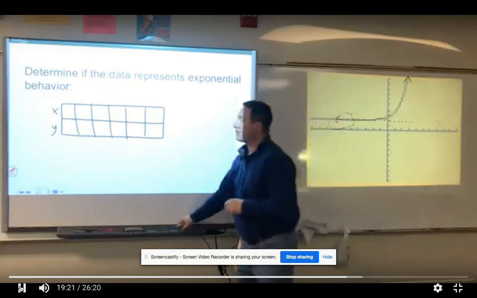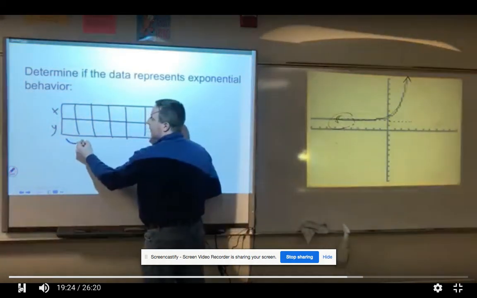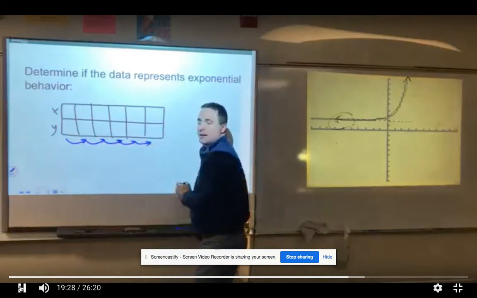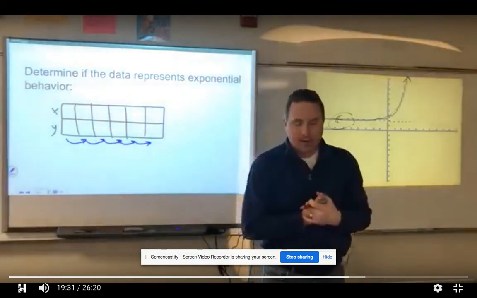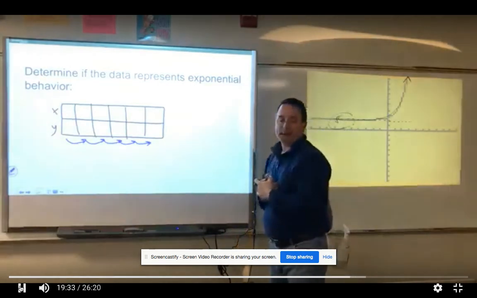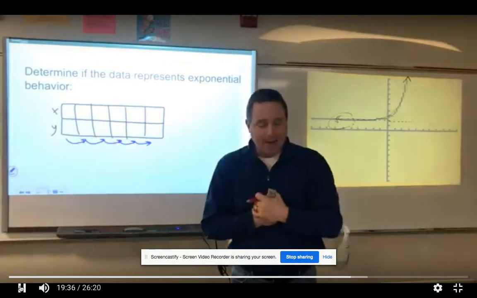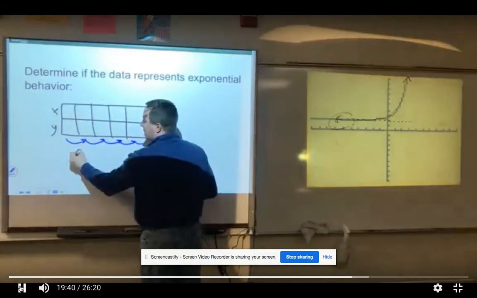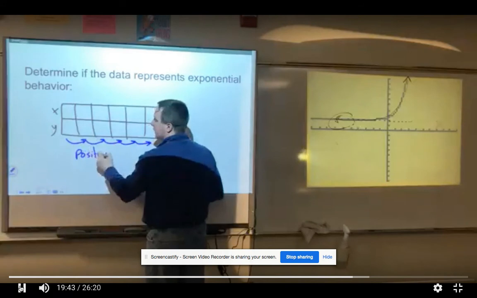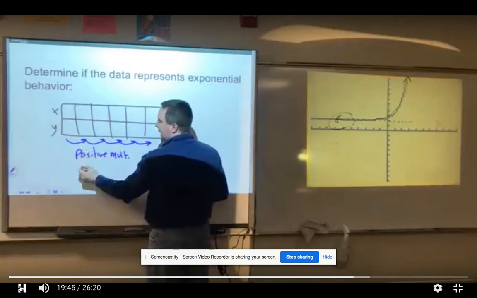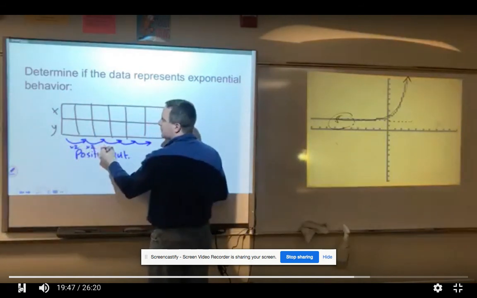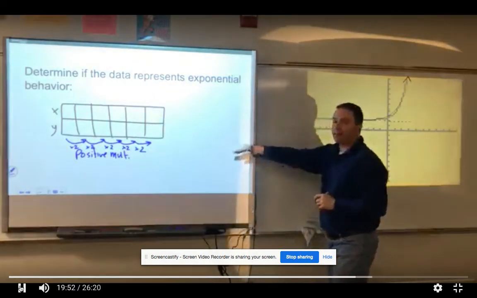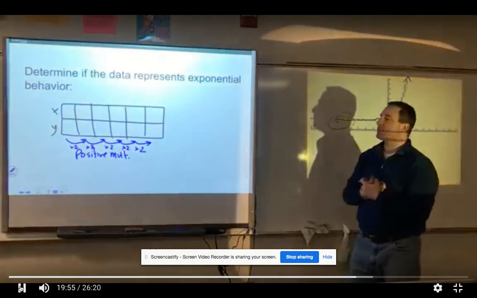In order to be an exponential function, there's a little pattern with the y values. In order to be exponential, the y values have to multiply by something every time. This has to be a positive multiplier. So every time, maybe it's times 2, times 2, times 2, times 2, times 2. But it has to be the same everywhere across. Okay, but it's a multiplier.